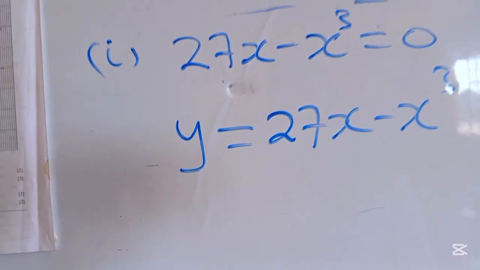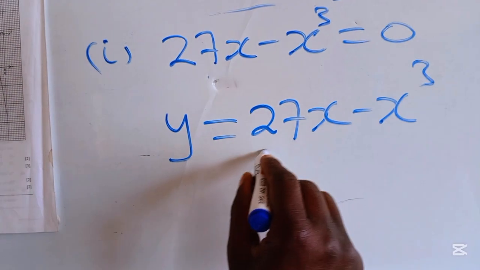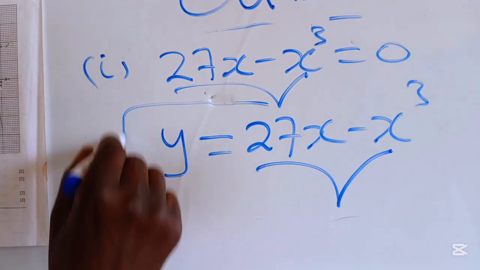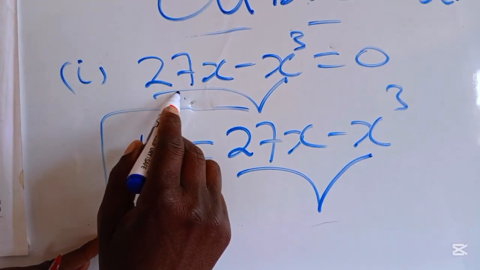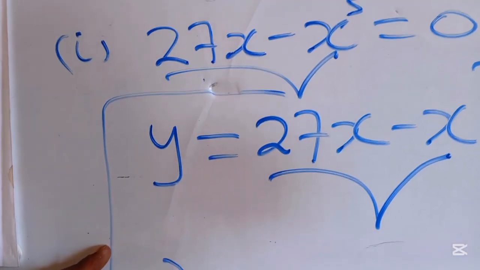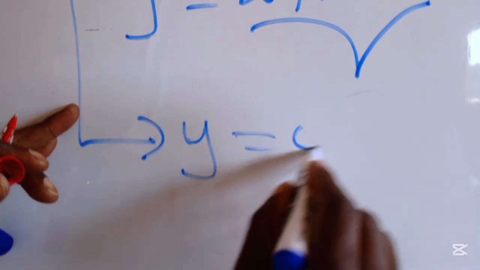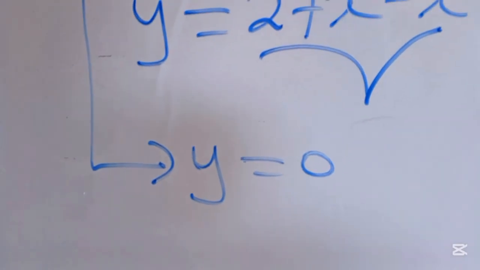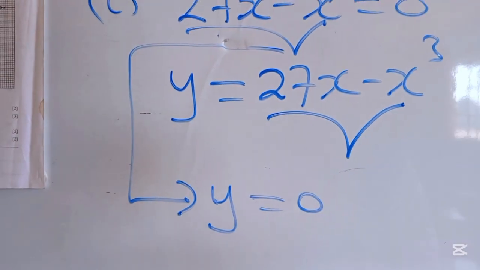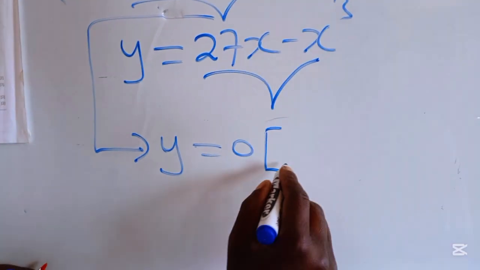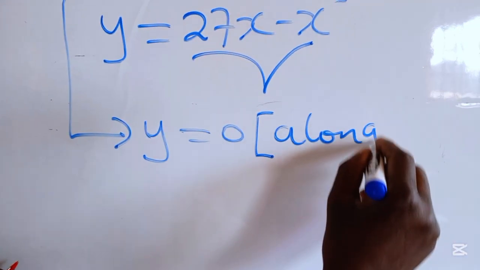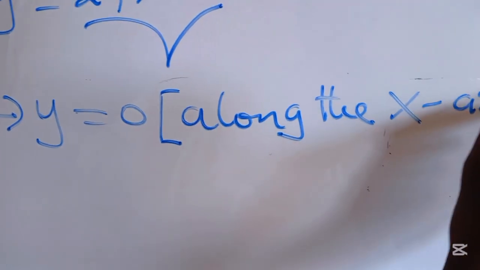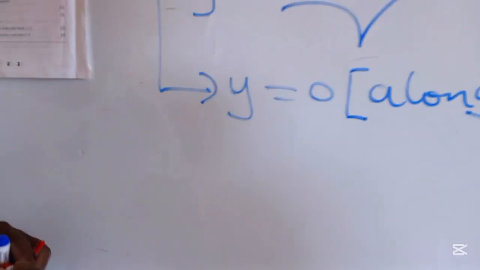So you should compare what is here and what is there. Are they the same? If they are the same, what is here is the name of y, so y is equal to 0. That's what they are saying. They are asking what would be the value of x where y is equal to 0? I know for sure that where y is equal to 0 is along the x axis.